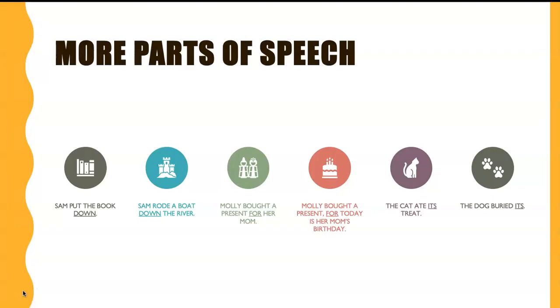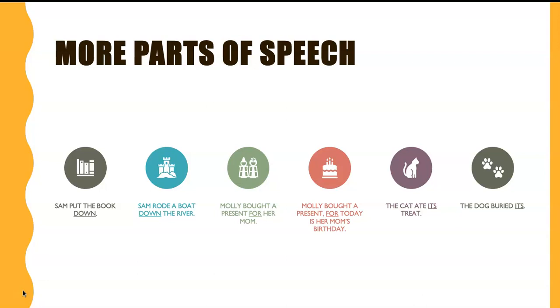Now, just so you don't think that the same word can only be a noun, a verb, or an adjective, here are some other examples of how the same word can function as different parts of speech. Sam put the book down. Where did Sam put the book? Down. Therefore, it's functioning as an adverb. Sam rowed a boat down the river. It's still telling us where he rowed, but in this sentence, it has a noun following it that we'll call its object. Therefore, it's a preposition.